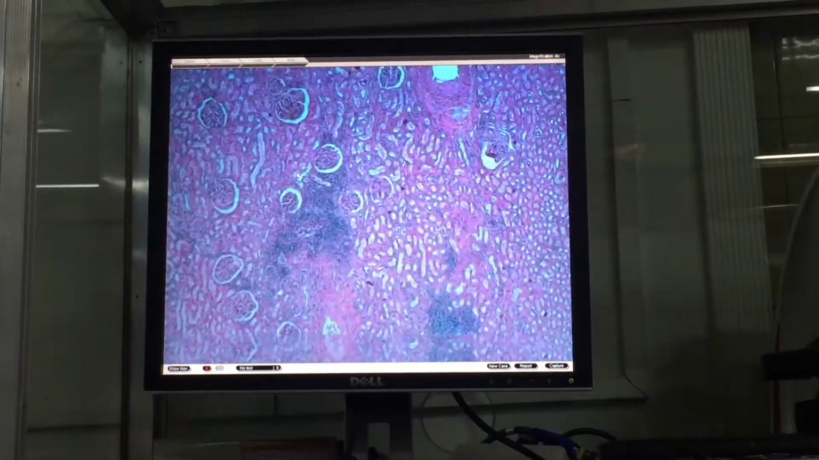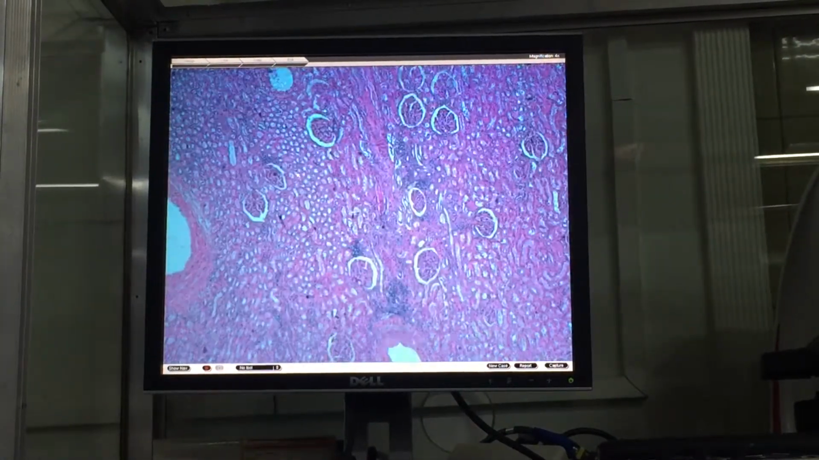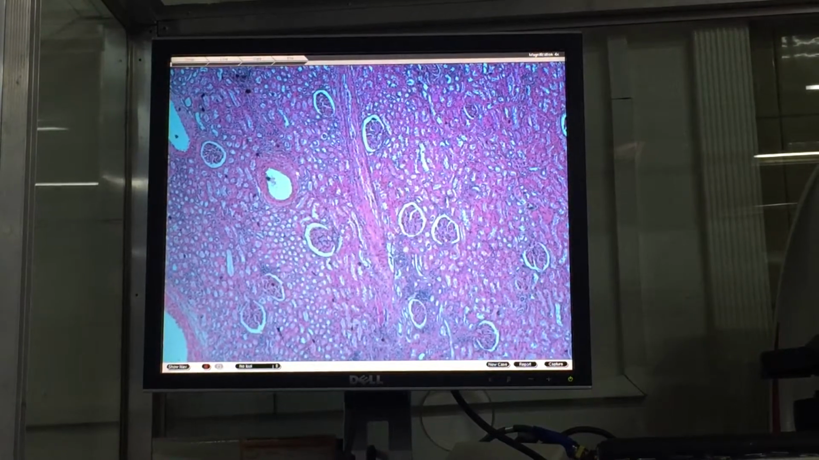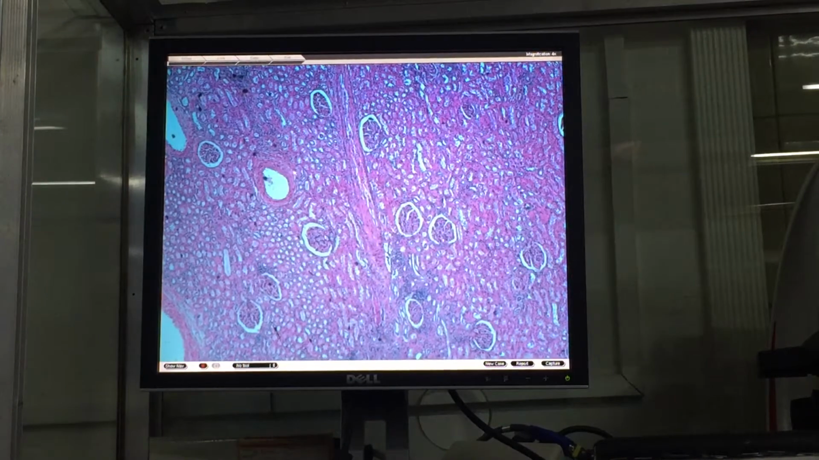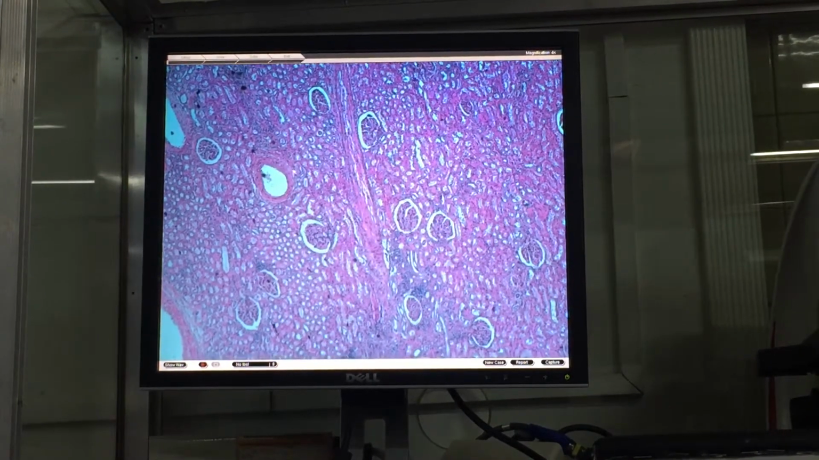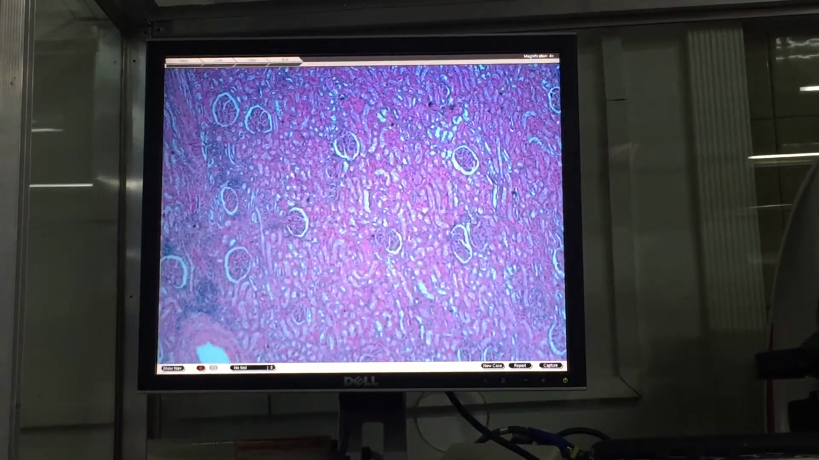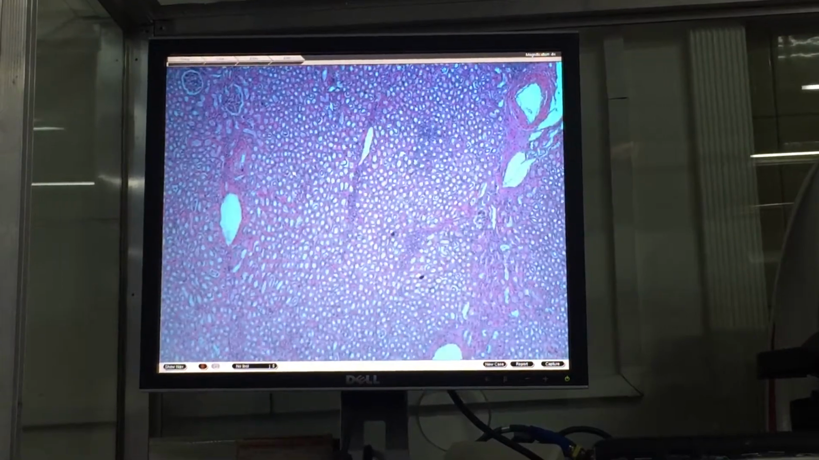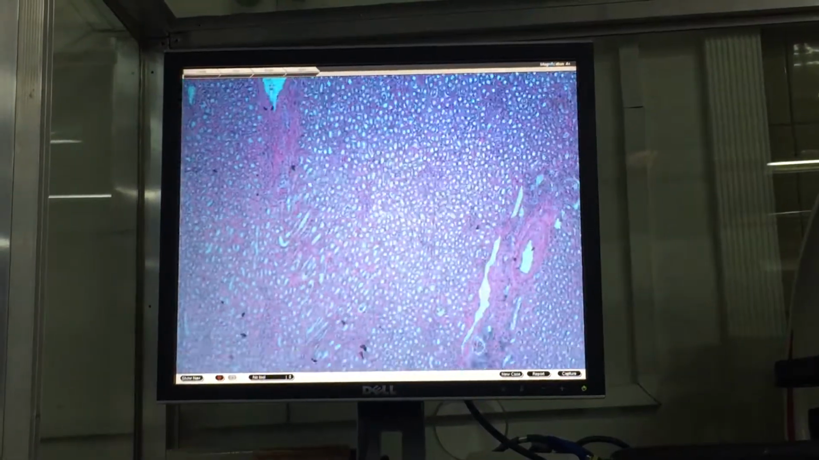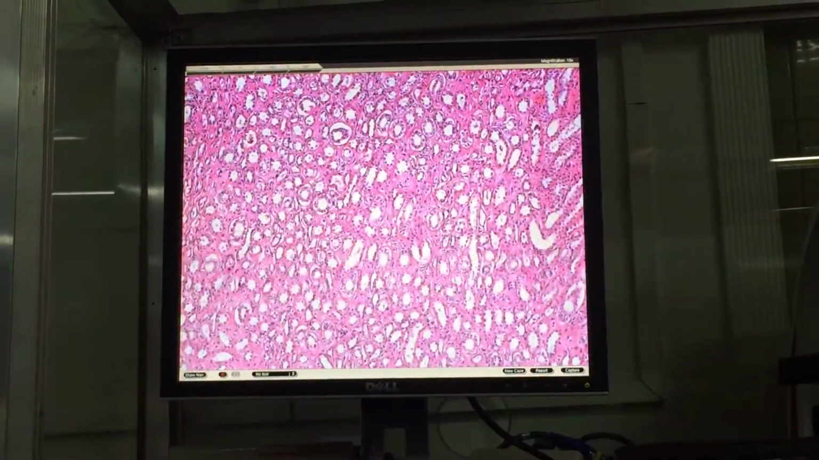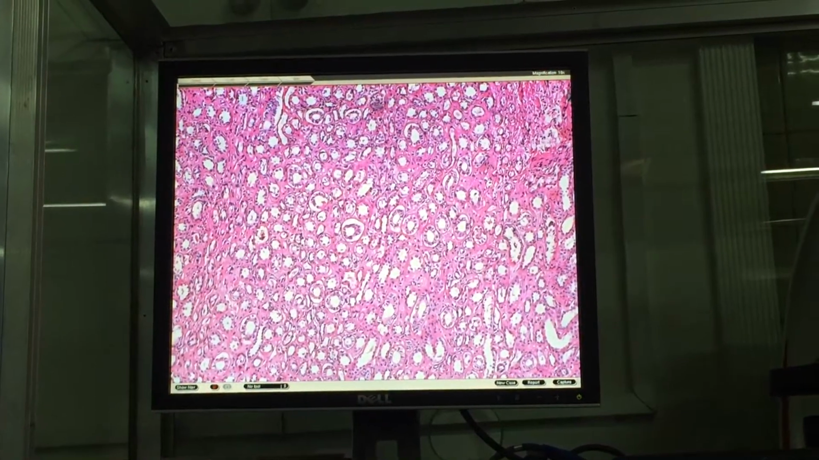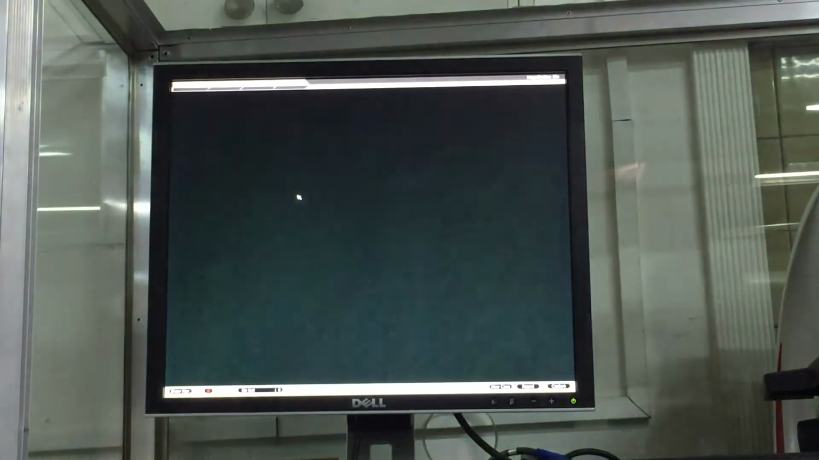Okay, let's look at the normal renal tissue. At this magnification, you can identify those glomerulus plus tubules. And when we scan around, okay, what is this? What is this area here? Is this a tumor? Do you think this is the tumor? No. This is the medullary area of the kidney.